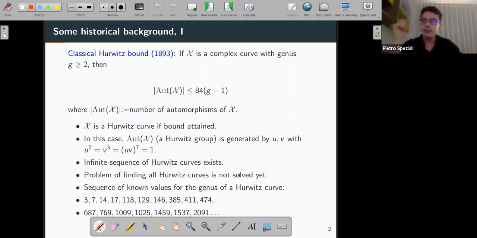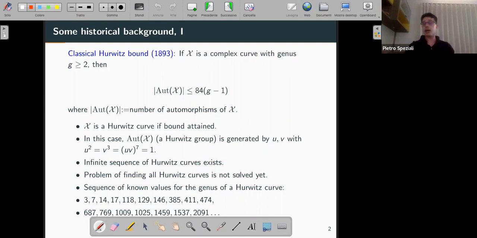As I mentioned, this whole story actually starts in characteristic 0 with the proof of the classical Hurwitz bound. After the introduction of Riemann surfaces, it took some 40 years to understand that when you have a curve or a Riemann surface of genus greater than or equal to 2, you are dealing with finite groups of automorphisms. And Hurwitz proved the classical Hurwitz bound, which tells you how the size of the automorphism group is related to the genus of your Riemann surface. Well, it's at most linear: it is upper bounded by 84(g-1).